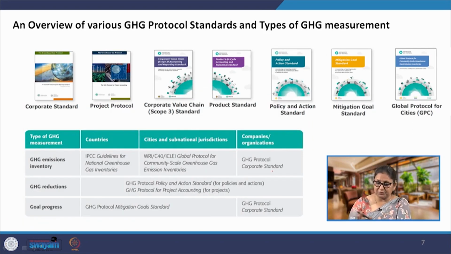Now, this is something that we have already seen, but giving you an overview of various GHG protocols and standards. So, quickly going through, we have corporate standard, we have project protocol, we have a specific corporate value chain for scope 3, that standard, we have product standard, policy and action standard. So, what is the impact of a particular policy on emissions? So, for example, if you would remember in the context of India I am talking about, around winters the air quality of Delhi, the NCR region tremendously falls and it is very polluted.